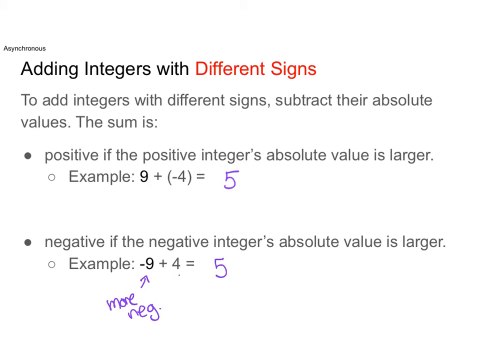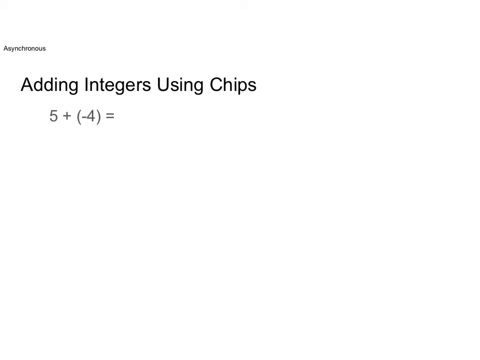Because I have more negatives, that means my answer is going to be negative. Okay? So let's go on to the next. Now I'm going to show you using chips. It's a manipulative that we can use to help show adding and subtracting with integers.